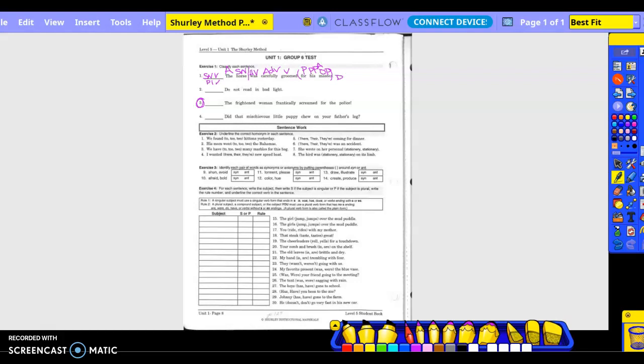Do not read in bad light. Who is not supposed to read in bad light? You. What is being said about you? It's do read, right? Okay. Read is the verb. Do is the helping verb, and not is the, no, not is the adverb.